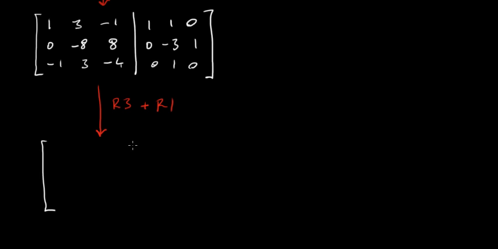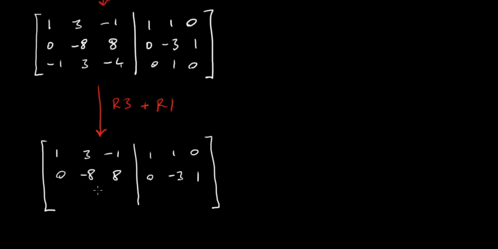So again, the first and second rows won't change. So I got 1, 3, minus 1, 1, 1, 0, 0, minus 8, 8, 0, minus 3, 1. Now 1 minus 1 will give me 0, 3 plus 3 will give me 6, minus 1 minus 4 will give me minus 5, 1 plus 0 will give me 1, 1 plus 1 will give me 2, 0 plus 0 will give me 0.